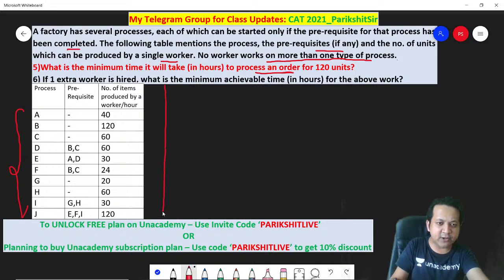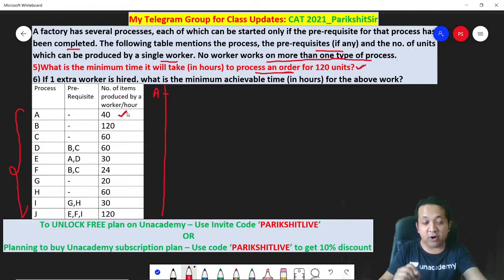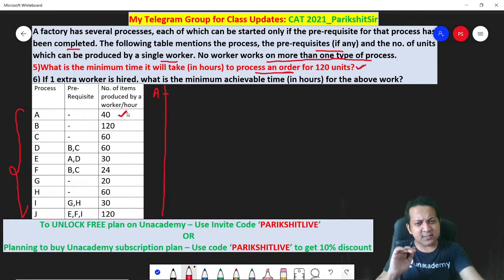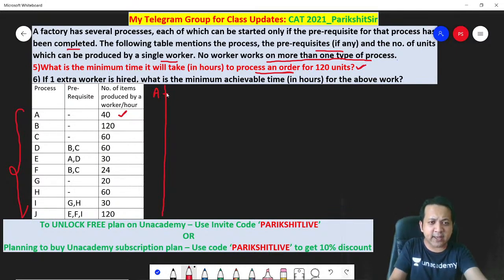So let's get started. Again, let's try to draw lines. A. I need to produce 120 units, and the worker produces 40 units per hour. So can I say 120 units will take 3 hours? How? 120 divided by 40. So it will take 3 hours to complete process A. So let's draw a line saying 0 to 3.